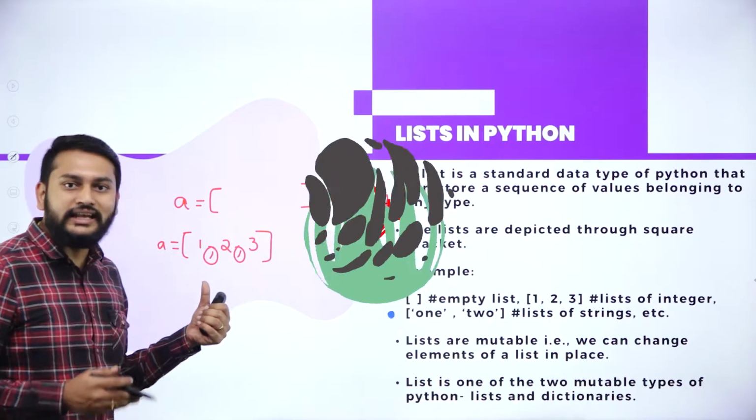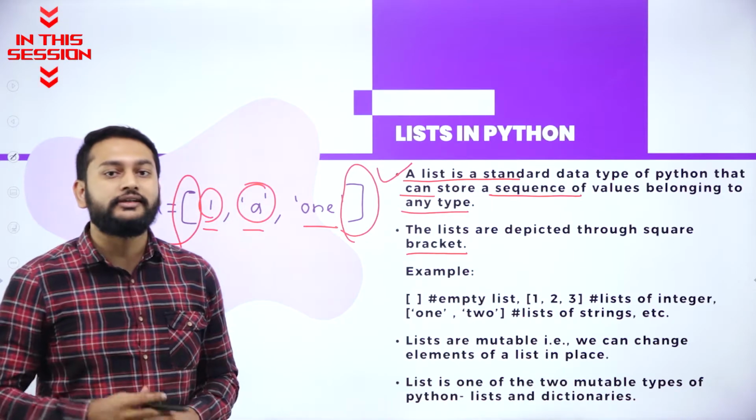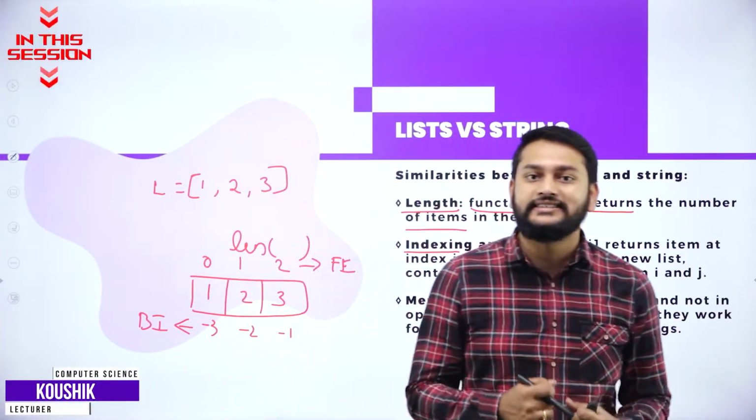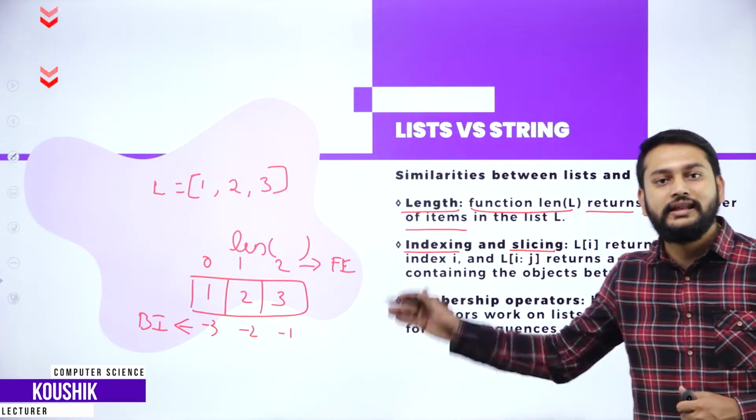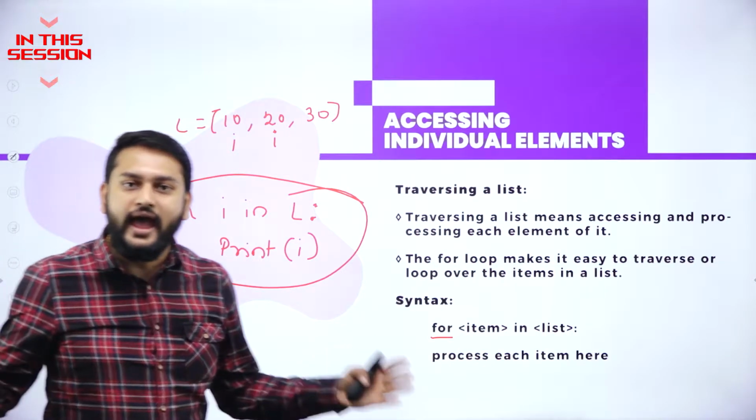Each number is getting separated by comma operator. Without square brackets, you cannot create the list. Forward indexing as well as backward indexing works same in the list as well as in the string traversing, in the sense I will be visiting each and every item that I have inside the list.